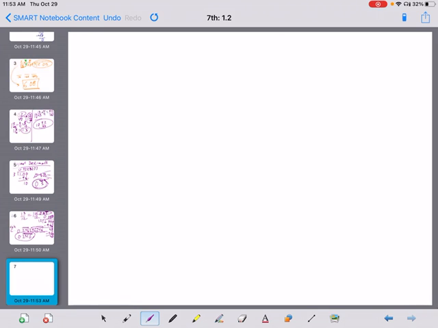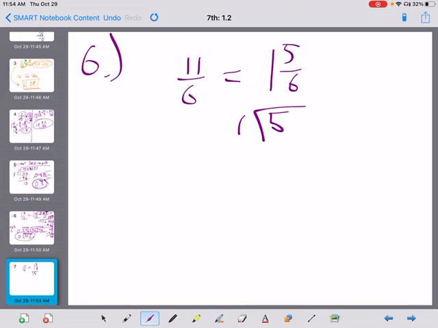On Guided Practice, bottom of page 19, let's pick one of them. I'm going to pick 6 and 8. So 6 is 11 over 6, which is going to be 1 and 5/6. So I have to do 5 divided by 6.